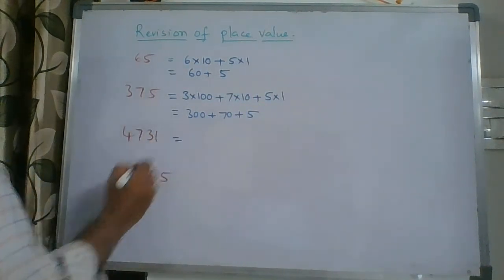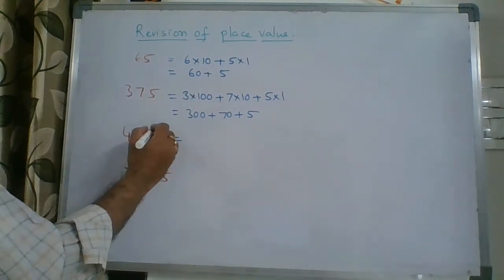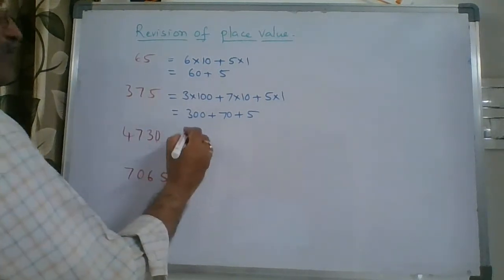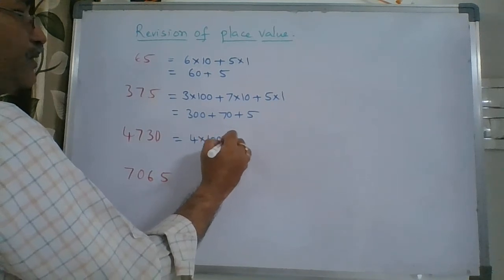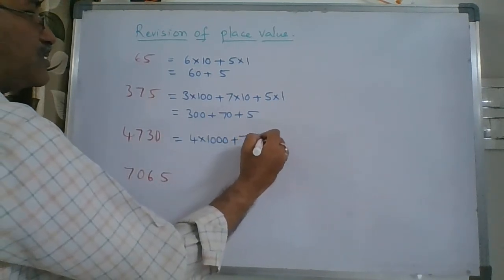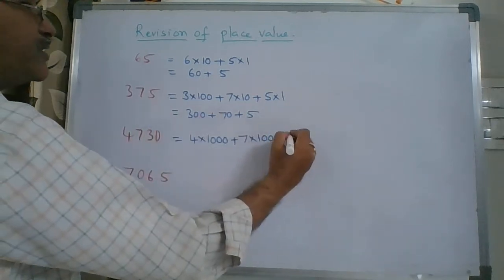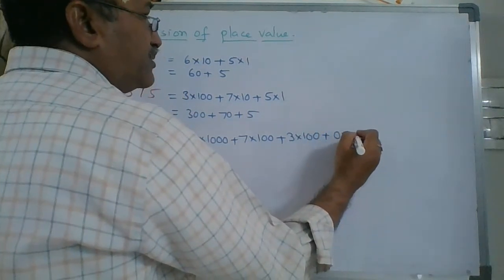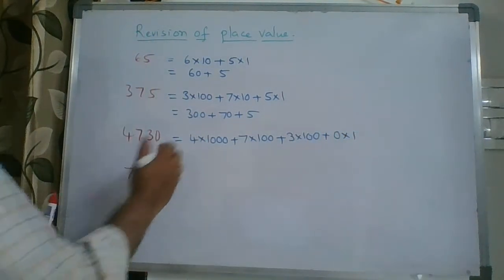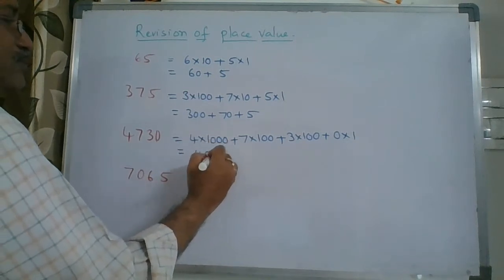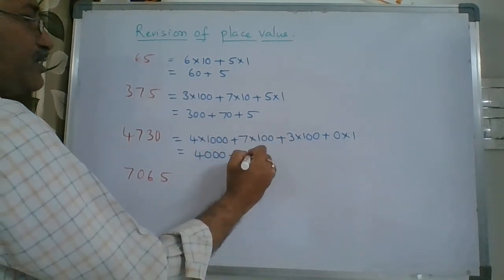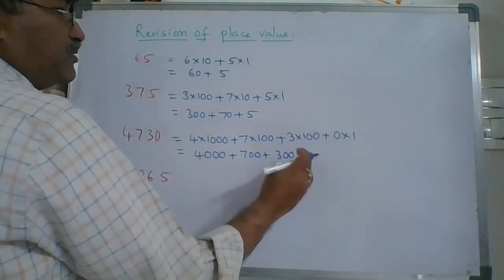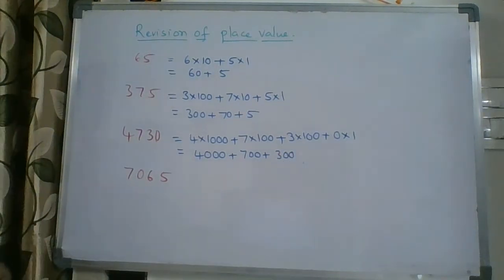Now this is a 4-digit number, isn't it? If this is a 4-digit number, how do we expand? Suppose 4 is in thousands place, so 4 into 1000 plus 7 is in hundreds place, so 7 into 100 plus 3 is in tens place, 3 into 10 plus 0 is in ones place, so we write 0 into 1. Then what do we write? It is equal to 4 into 1000 is 4000 plus 7 into 100 is 700 plus 3 into 10 is 30 plus 0 into 1 is 0. So no need to write. So this is the answer.